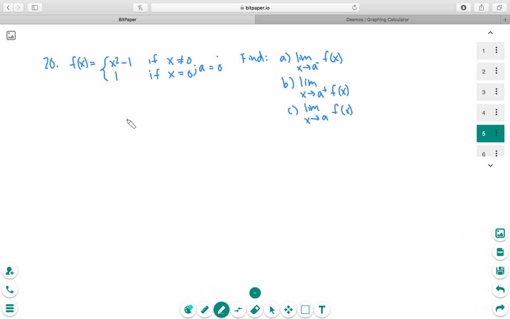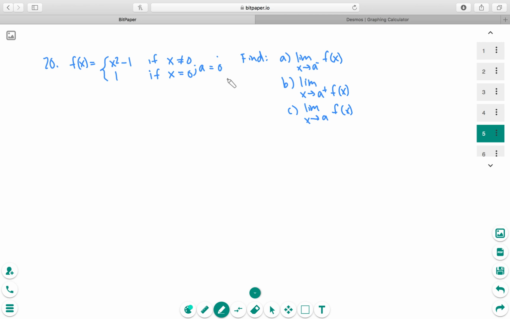So what we have is something called a piecewise defined function. I'm sure you've seen these before, probably in pre-calculus or something like that. And we have f of x is equal to x squared minus 1 if x is not equal to 0, and 1 if x equals 0. And so the value that we're looking at, a, is 0.